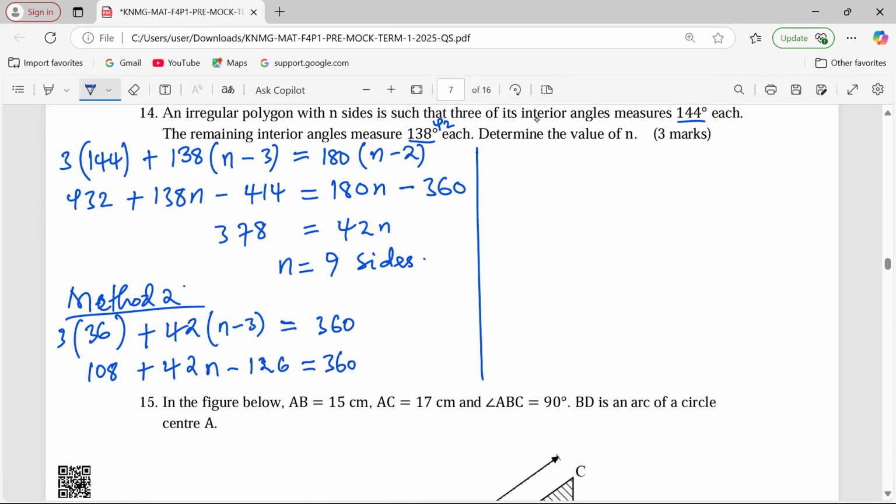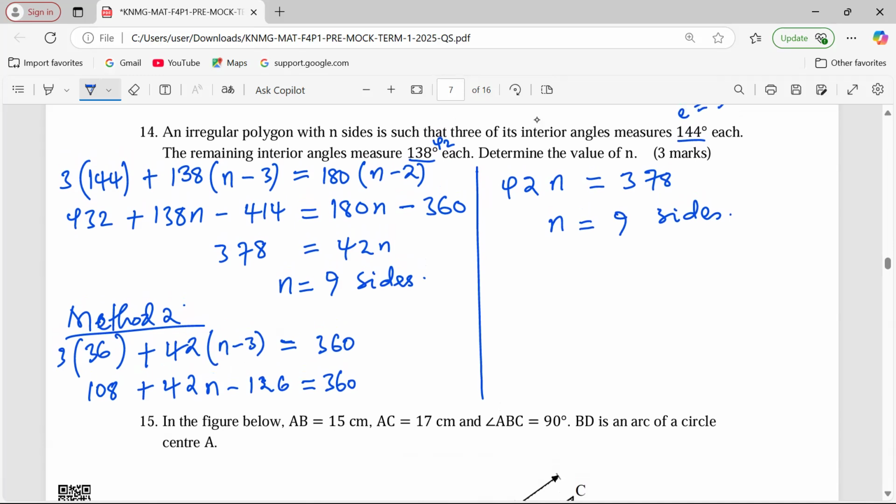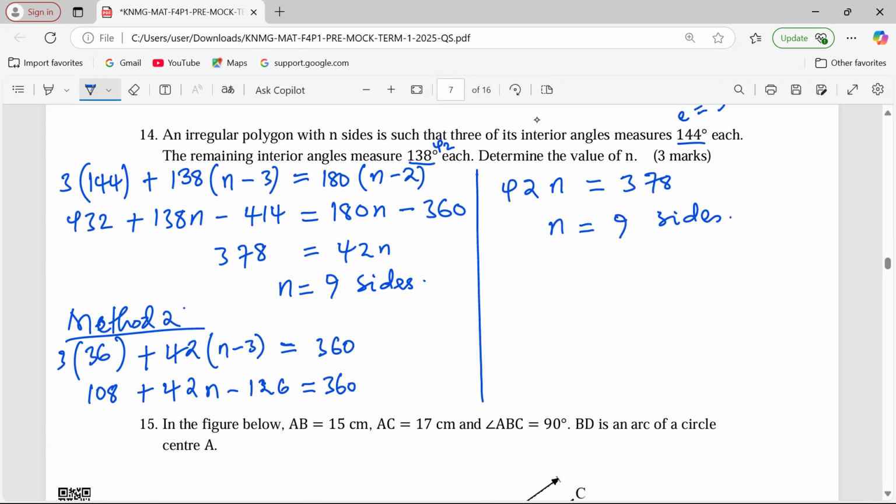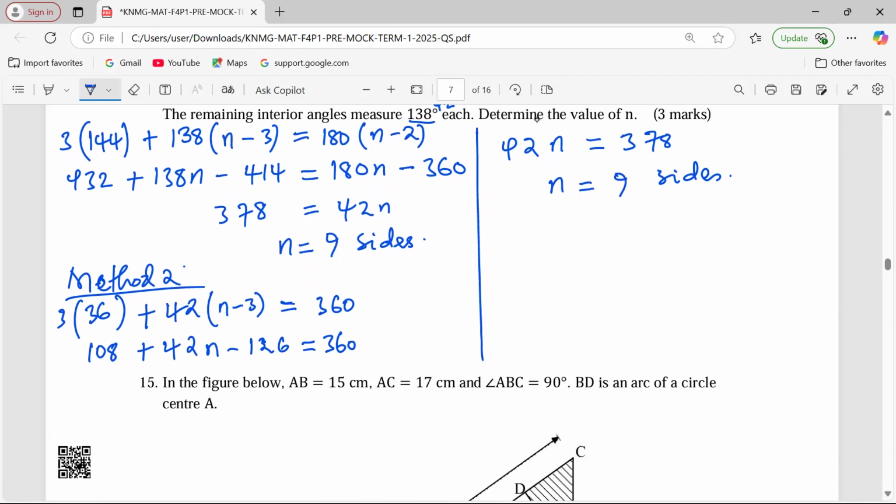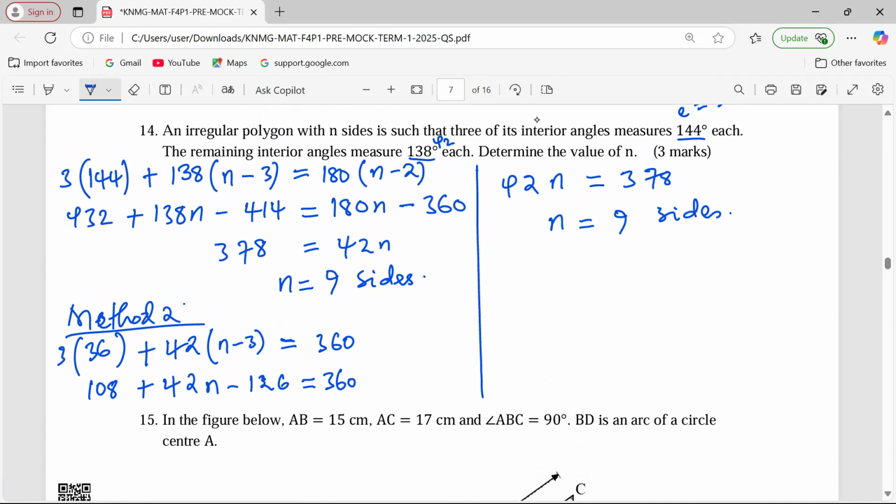So we can group terms, remaining with 42n equals 360 plus 126 minus 108. This is giving us exactly 378. You see now, n is again 9 sides. Very simple. 9 sides. That way. Number 15 now. Those are 2 approaches, but there can be even some more approaches.